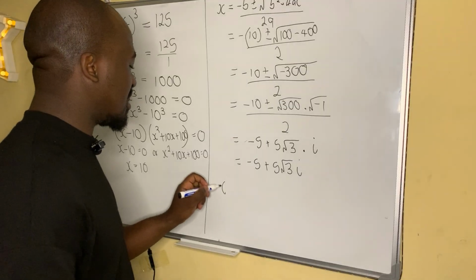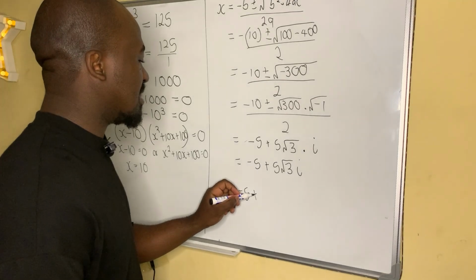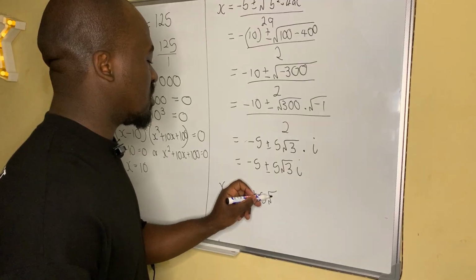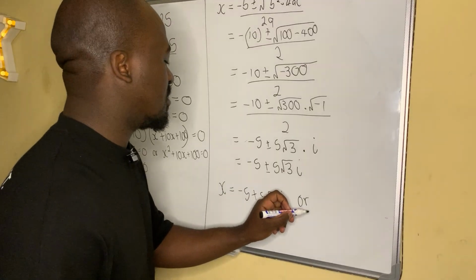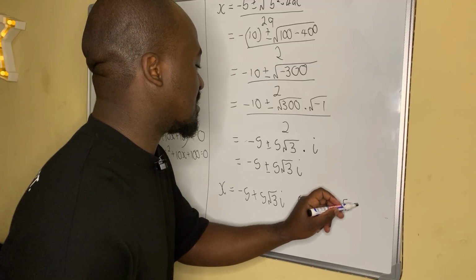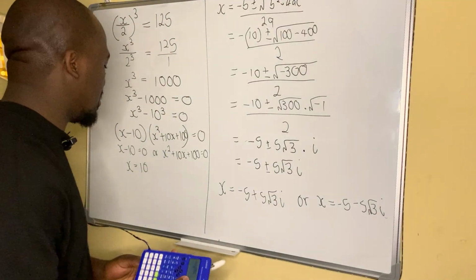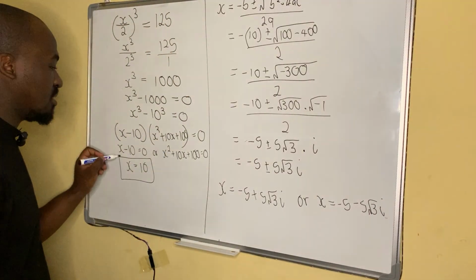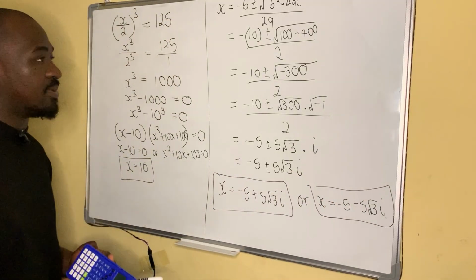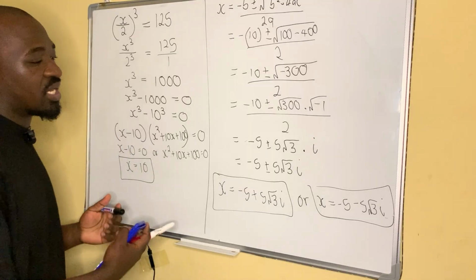Then we have more values. x is also equals to negative 5 plus 5 root 3i, or x, which is equals to negative 5 minus 5 root 3i. Can you see how many solutions we have? 1, we have 2, and 3 solutions in this problem. When you simplify this problem, when you solve this problem fully, you're going to get 3 solutions.